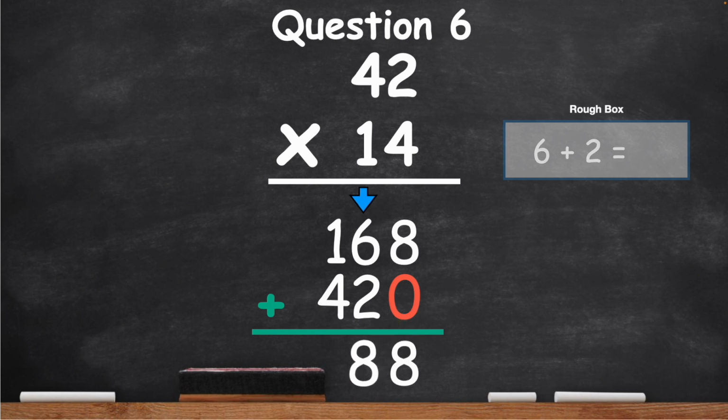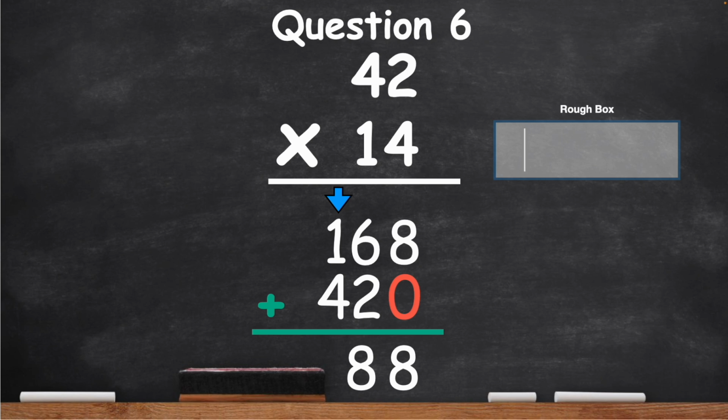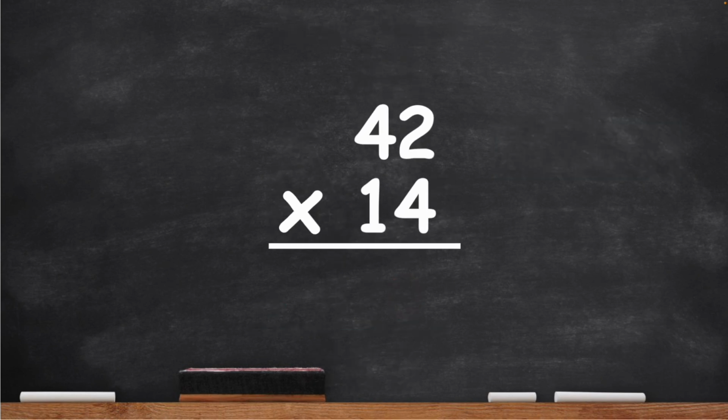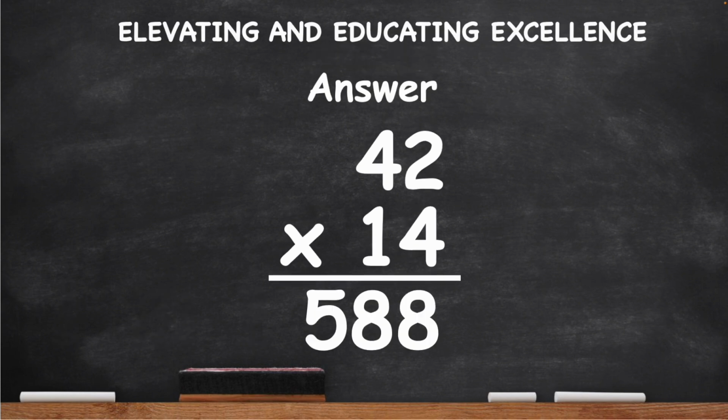And then lastly, we're going to do the numbers in the hundreds column. So we're going to do 1 plus 4. 1 plus 4 gives you 5. So we're going to write 5 in the hundreds column of the answer section. Therefore, the answer for 42 multiplied by 14 is 588. Again, 42 multiplied by 14 is 588.